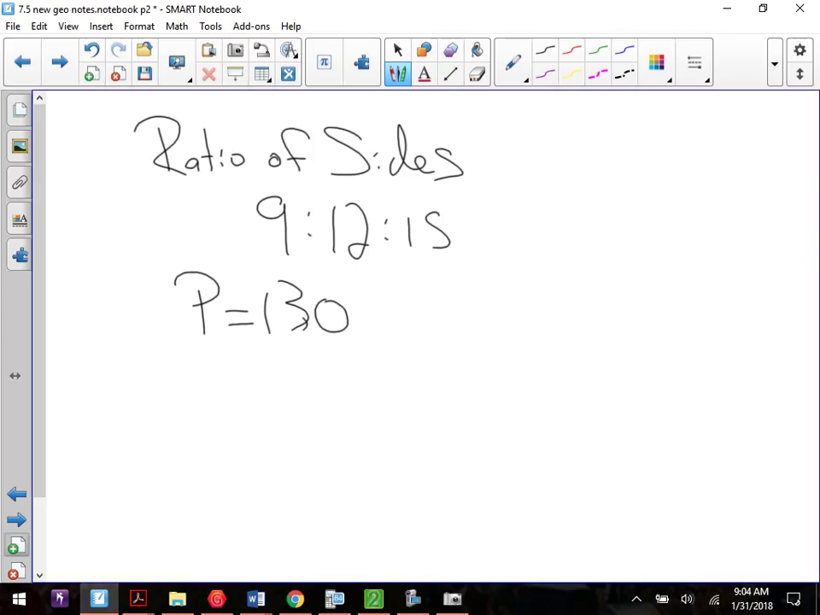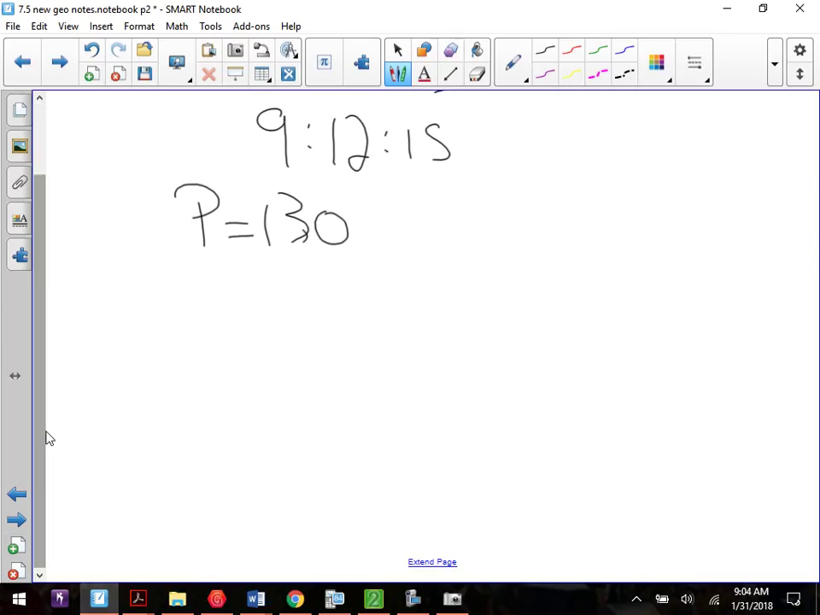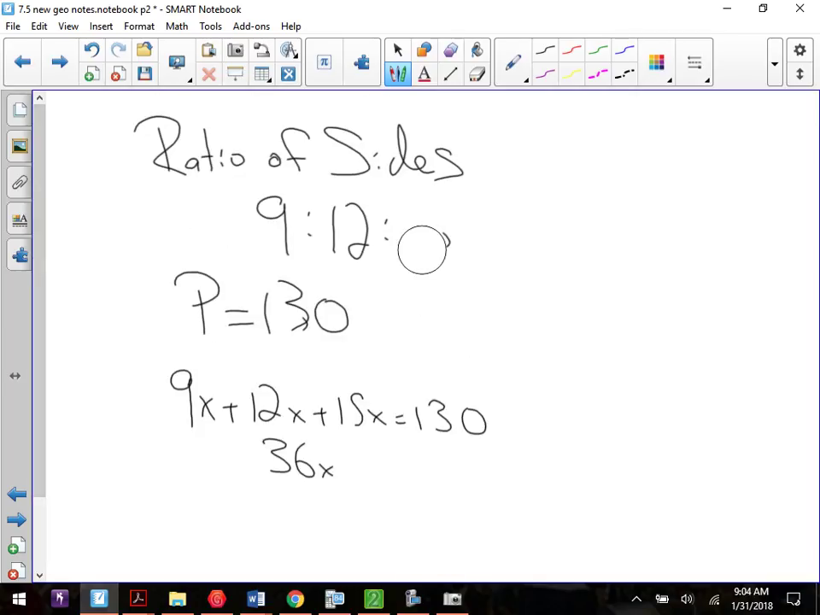So basically, it's the same exact problem, except you're not adding to 180. In this case, we're adding to 30. So you get 9x, 12x, 15x. Well, what do we get? 9, 12, and 15 is 36. All right. Yeah, 36. Oh, it's supposed to be 5. Oh, did I write that? Thank you.